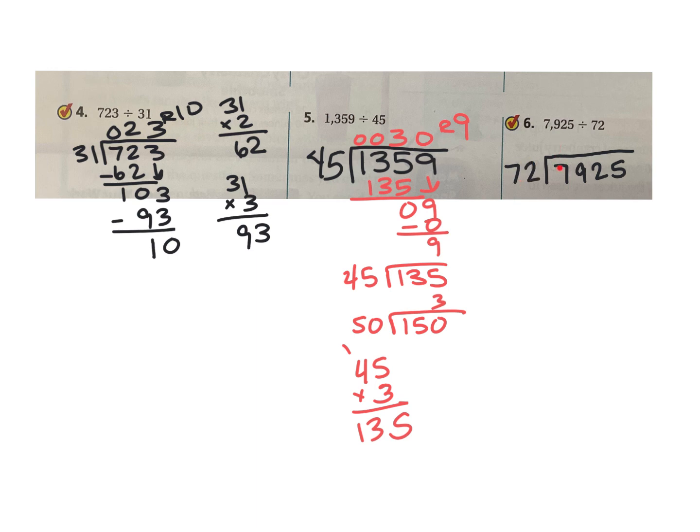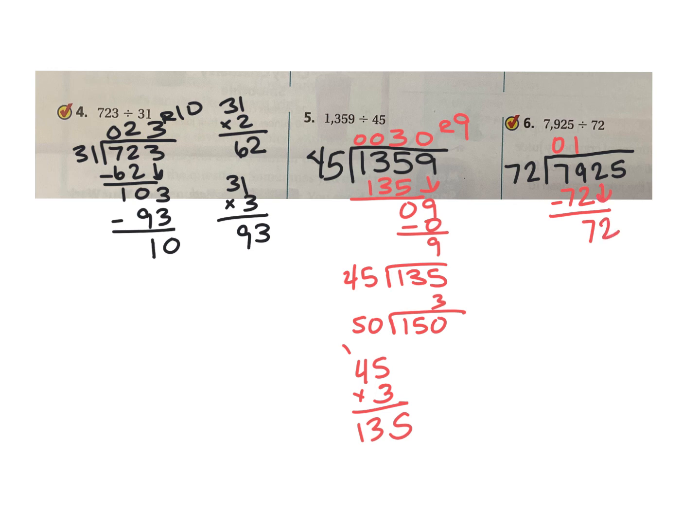72 times what number gets me as close to 7 as possible without going over? Nothing. There's nothing. 72 times 0 can do that. 72 times what number gets me as close to 79 as possible without going over? Ooh, that was a nice one. 72 times 1, right? 72 times 1 gives me 72. Okay. 9 minus 2 is 7. 7 minus 7 is 0. Obviously, this is smaller than the divisor, so I'm in very good shape. Bring down the next number.